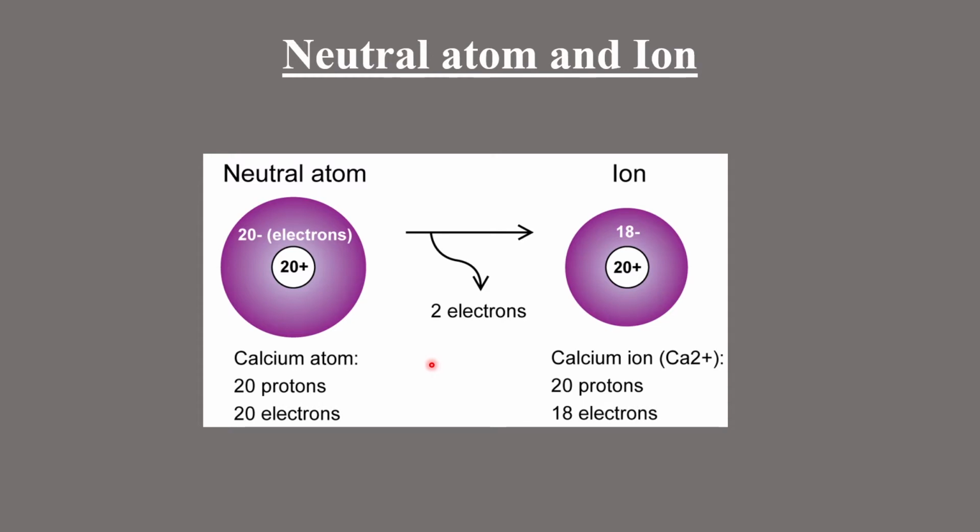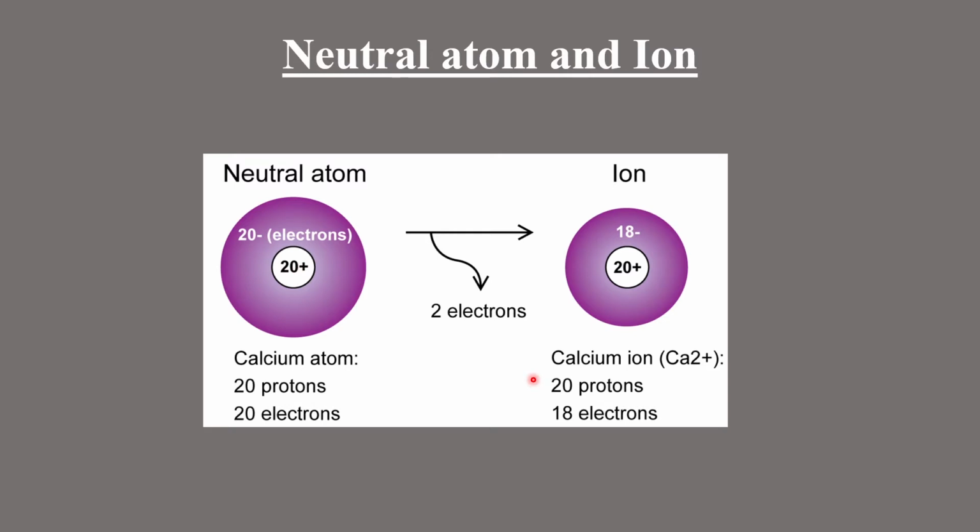An atom that has an equal number of protons and electrons is called a neutral atom. The calcium atom on the left in this image has 20 protons and 20 electrons. Protons altogether give a charge of positive 20 and electrons give a charge of negative 20. The net charge on this calcium atom is 0 because plus 20 and minus 20 cancel each other.